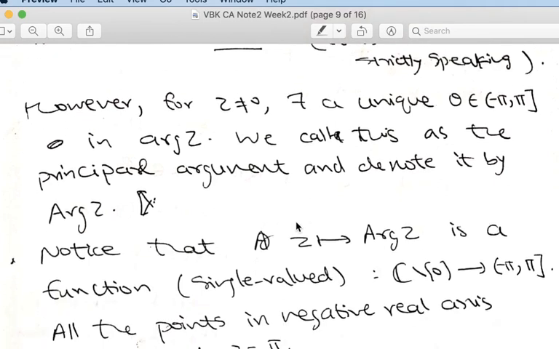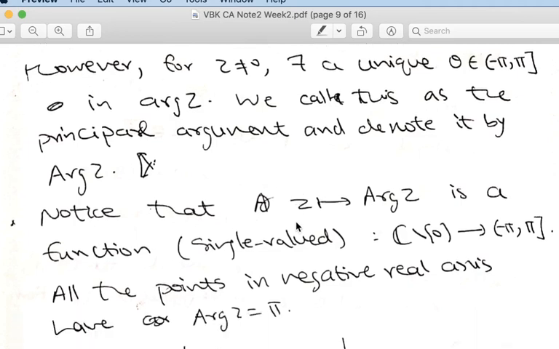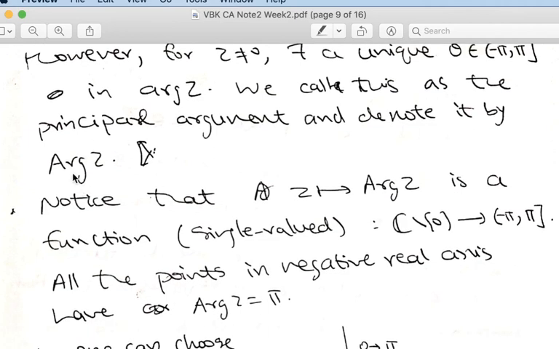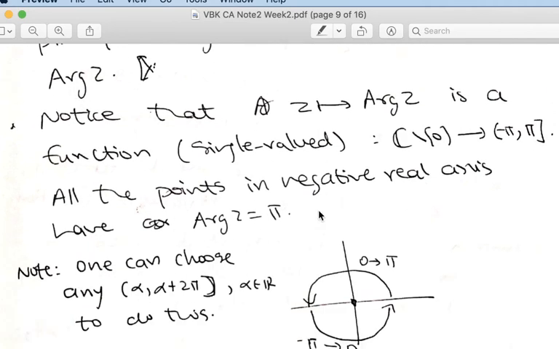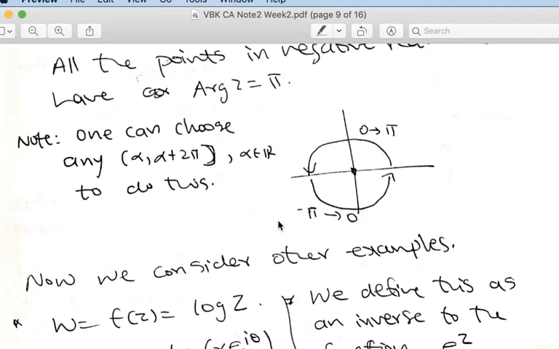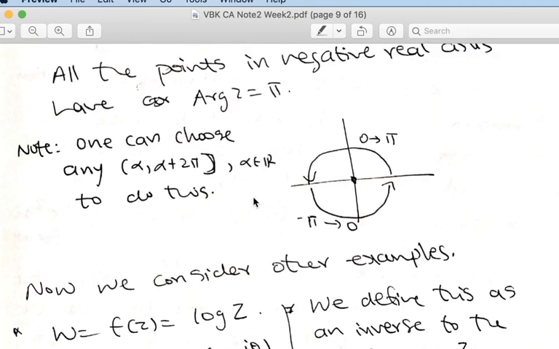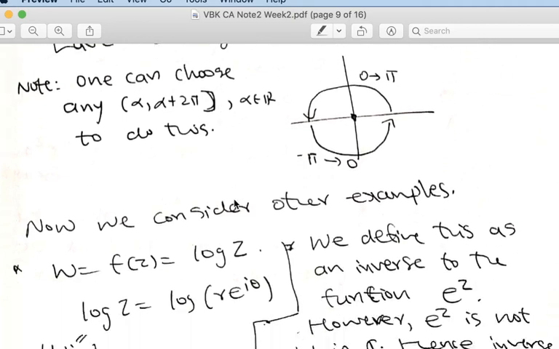Now, what we do in the case of argument, we define the principal argument by restricting it to minus pi to pi. This is denoted by capital Arg z. Then it becomes single valued. We can do it to make it single valued. You can choose any alpha and alpha plus 2 pi and make it single valued.